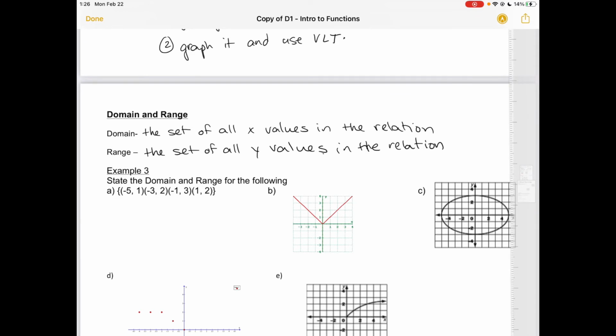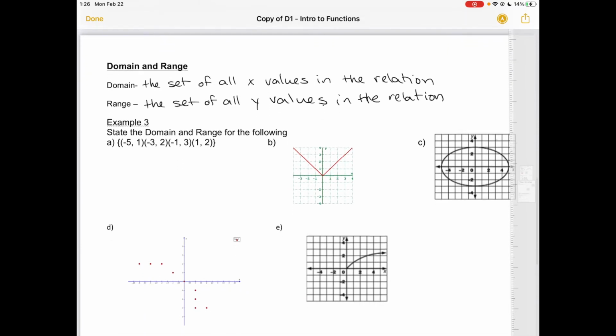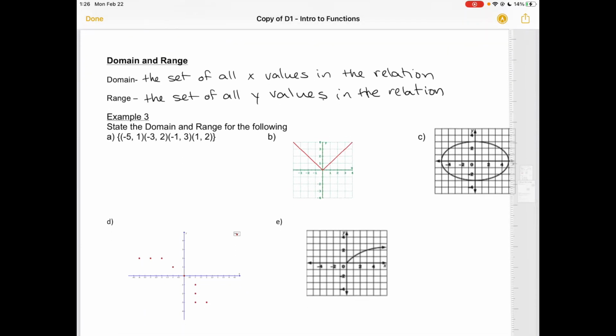So what we want to be able to do is to state the domain and range for a given function. So in example 3 here, my first one, my domain is just going to be the list of my x coordinates, unique ones. My range is just going to be the list of my unique y coordinates. So I don't need to list 2 twice, I only need to list it once.